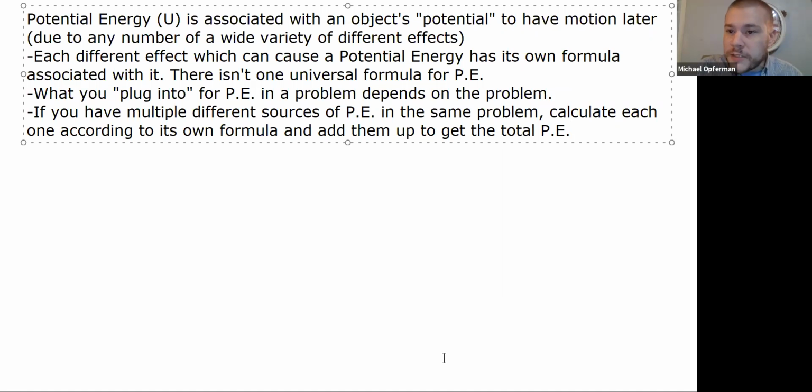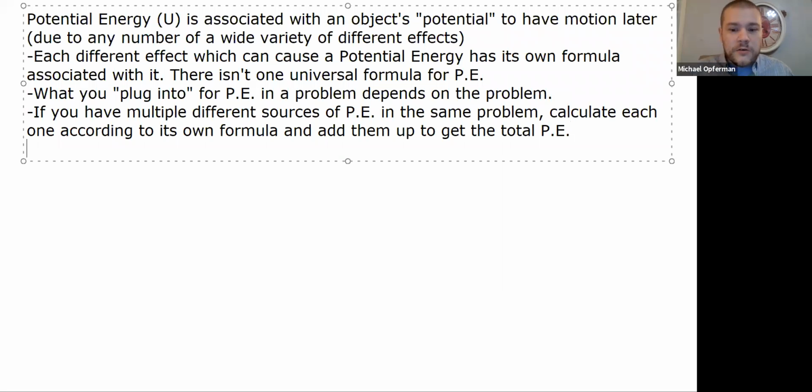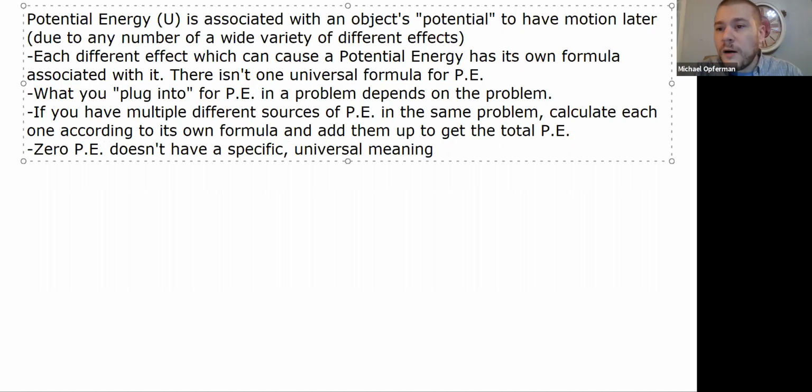Oh, there's a few other things I should say about potential energy, though. We'll get into this in a little bit more detail later on. But when you compare it to kinetic energy, zero potential energy doesn't have a specific universal meaning. We'll explain why a little bit later on.